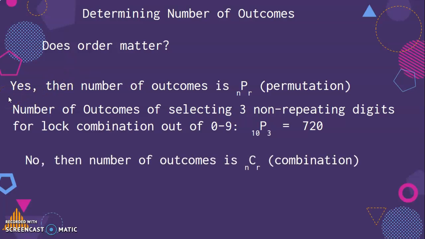Next, if the order does not matter, then the number of outcomes is a combination. This is the combination function, where n, again, is the total number of things we're looking at, and r is the sample that we want to take. So if we had 7 items and we're only going to take 5, it'd be 7C5.